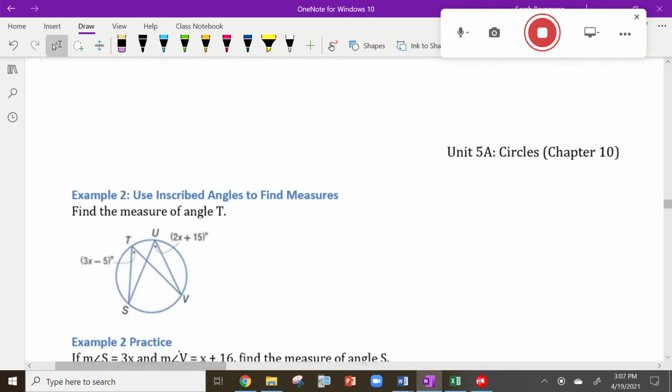Let me show you an example. It says find the measure of angle T. I see that when I highlight angle T, it intercepts arc SV. Now I see another angle given to me here, angle U. When I highlight angle U, I see it also intercepts arc SV. So therefore, angle T and angle U must be congruent since they both intercept arc SV. Since they're congruent, I can set their measures equal.